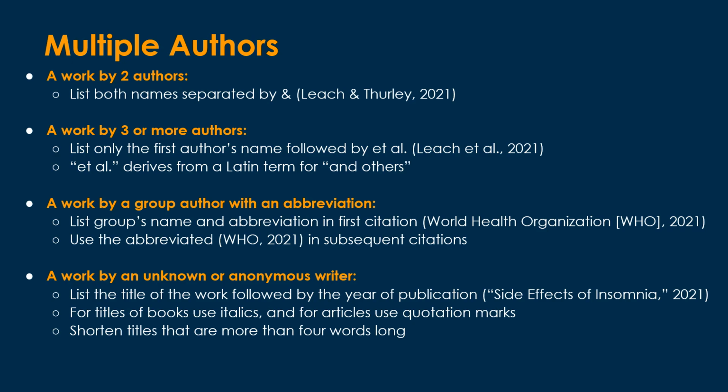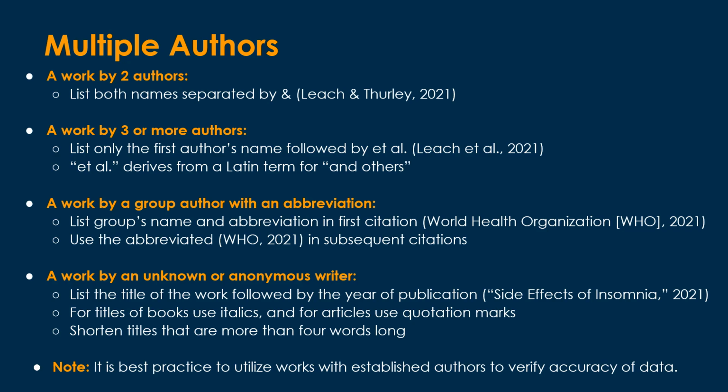If a work has no listed author and cannot be attributed to an organization, use the title of the work or an abbreviated version of it in place of the author, as shown in the example here. ("Side Effects of Insomnia," 2021). Typically, you would want to shorten the title if it is more than 4 words long, and you should use italics for book titles and quotation marks for article titles.